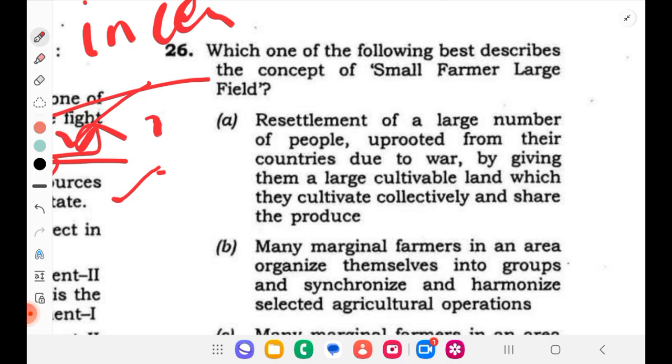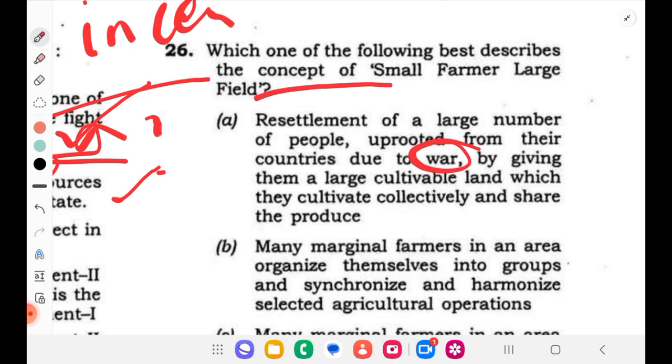Now we'll see which option suits small farmer large field. Already we read, it is like farmers come together to form a large land so that they'll grow. So we'll see this. Option A: resettlement of a large number of people uprooted from countries due to war.